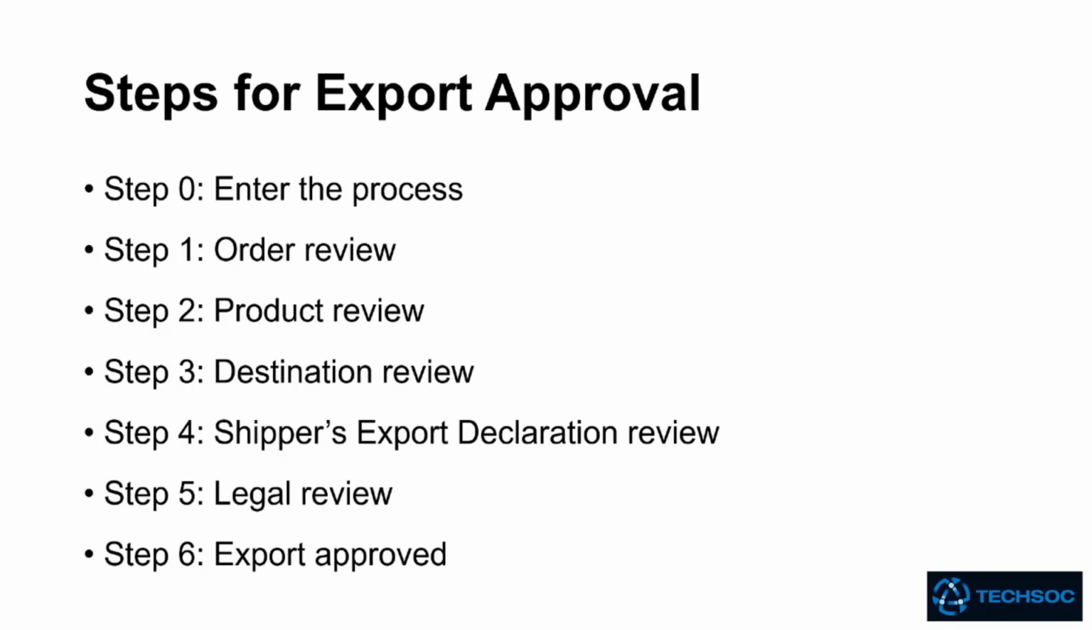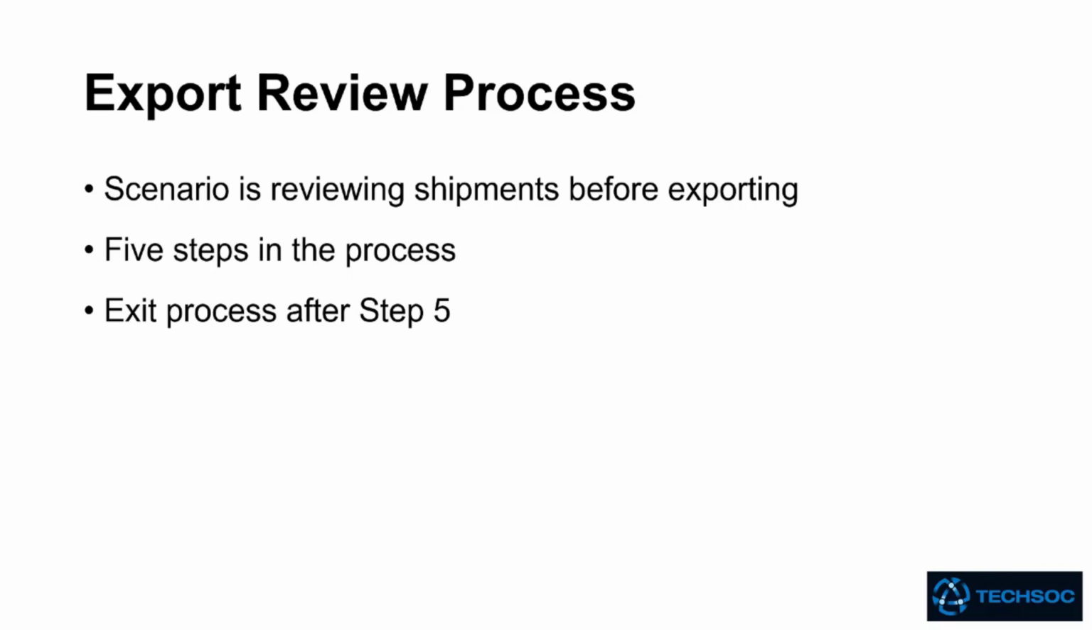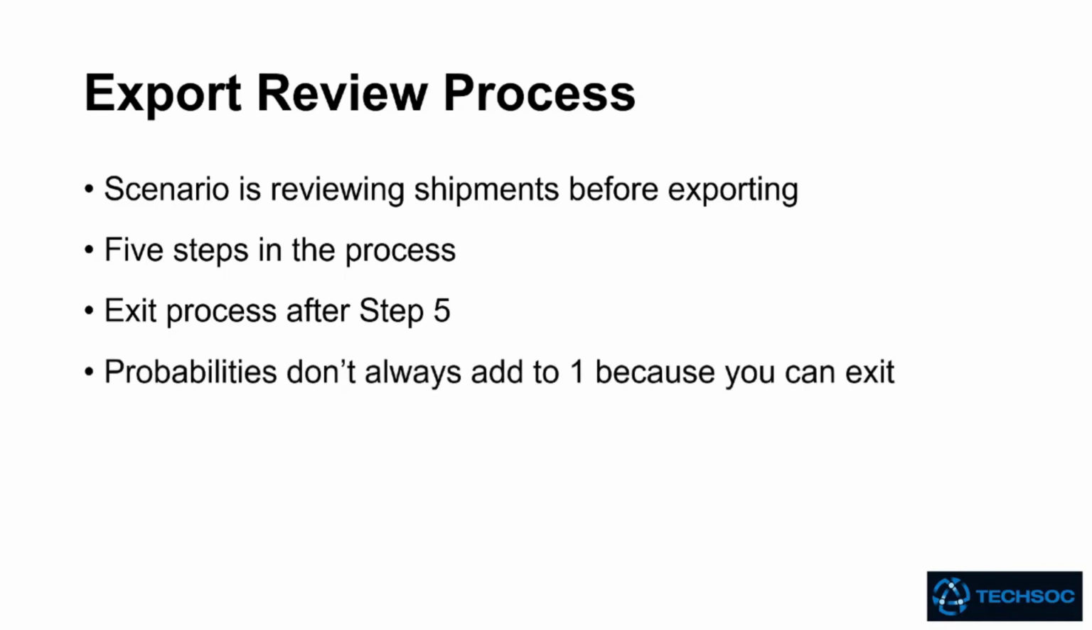Then we have the next 5 steps, which are elements of the approval process. They don't all have to be done. Well, step 1 does, but all of the others could be optional. And then finally, we have step 6, where the export has been approved. And we do not model that because at that point, the shipment has exited the process. So the scenario is reviewing shipments before exporting. There are 5 steps. You exit the process after step 5, and step 5 could be done, or it could be deemed unnecessary, and the probabilities don't always have to add to 1 in each row because you can exit.